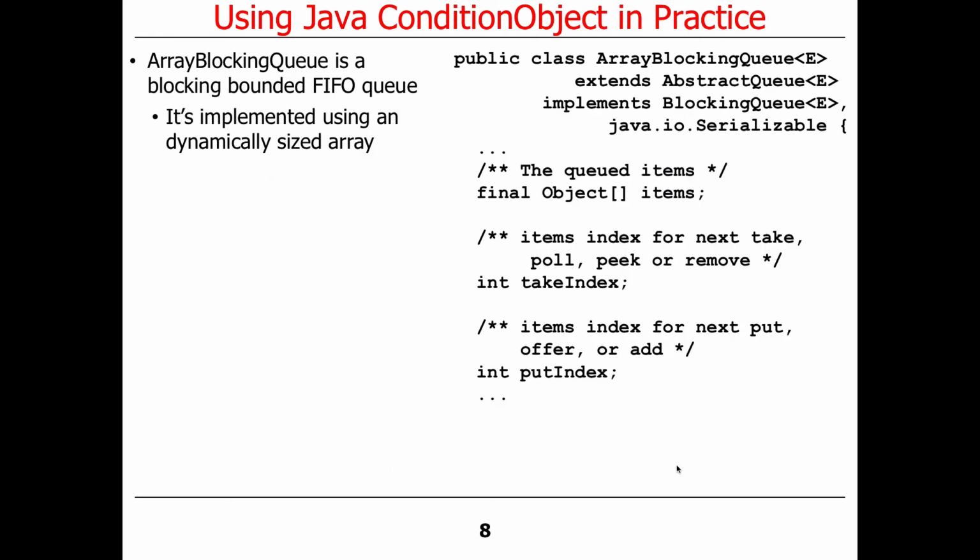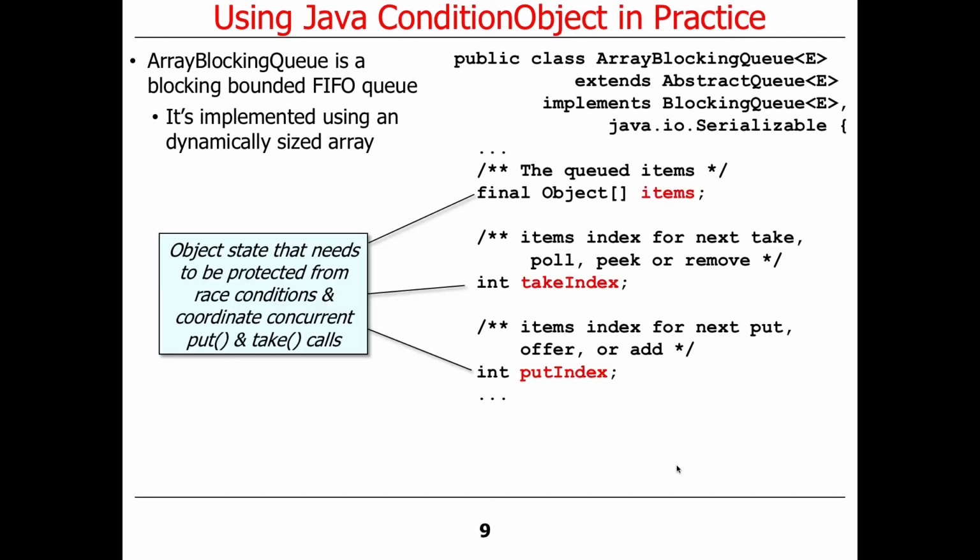Internally, again just to recap what we talked about last time, the array blocking queue is implemented by a dynamically sized array. And this is the state. These are the fields that need to be protected from race conditions. And also, we want to be able to coordinate concurrent put and take calls. And so we have array of items. We have a take index and a put index that just keeps track of where you put and take things into the array of items.